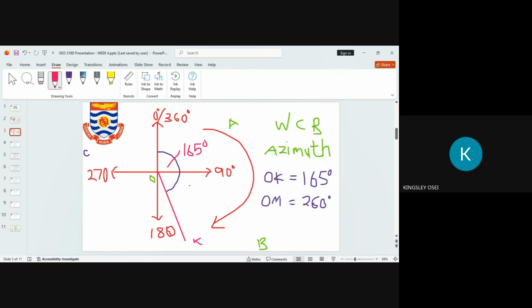Later, we will see that this thing here, with this arrow here and arrow there, is a quadrant. With this arrow here and down here is another quadrant. With the 270, 180, another quadrant. The fourth one. But we are finishing the work on the whole circle bearing.